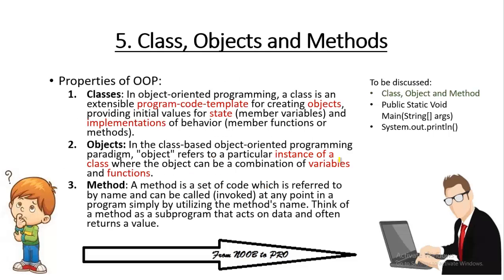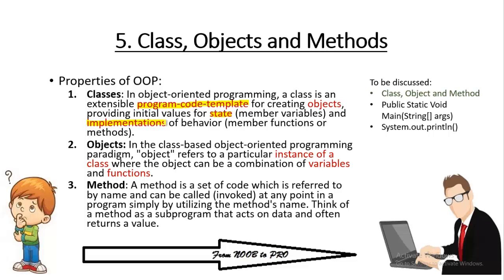So the official definition of class is: in object oriented programming, a class is an extensible program code template for creating objects, providing initial values for state, that is the member variables, and implementation of behavior, that is member functions or methods. So it says here, a class is a program code template, right? And what this template has are state and implementations, right? Let me elaborate this.